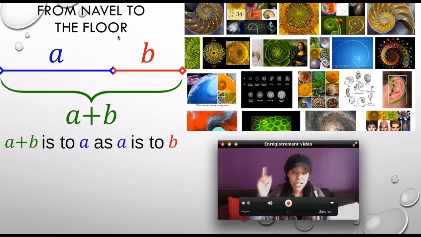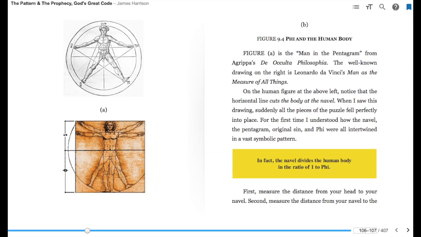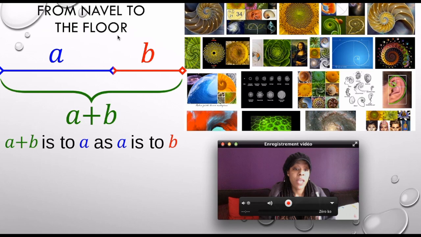So you got from the navel to the floor. In the book, the brother is talking about how the difference between Adam and Eve and their children is that Adam and Eve didn't have a navel, he supposes, because they were not born, they were created. You get a navel when you're born because that is the connection to your mom, right, in the stomach. So he supposes Adam and Eve didn't have a navel. All the rest of humanity has a navel.